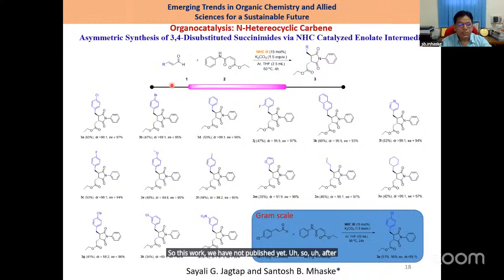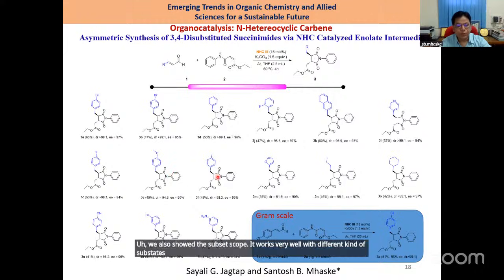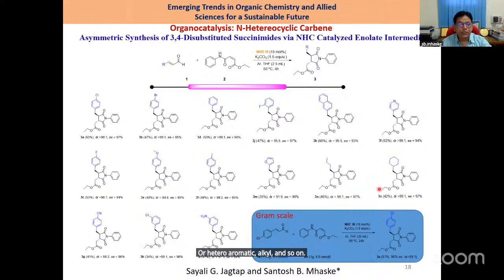After establishing the structure and reproducibility, we also showed the substrate scope. It works very well with different kinds of substrates: electron donating, withdrawing, heteroaromatic, alkyl, and so on. Interestingly, the enantioselectivity and diastereoselectivity are always more than 90 or 95, which is a very interesting part of this work. Additionally, we have shown that the reaction also works well on gram scale, retaining the ee as well as diastereoselectivity.